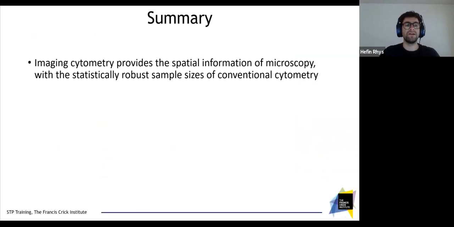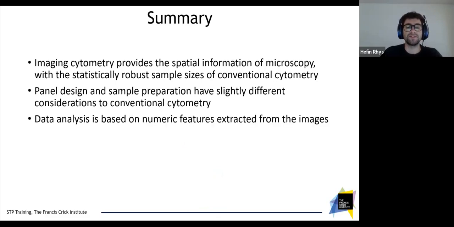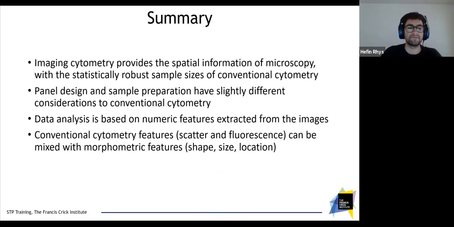And so in summary, imaging cytometry provides the spatial information of microscopy, but allows us to generate those statistically robust sample sizes of conventional flow cytometry. The panel design and sample preparation considerations are slightly different to conventional cytometry. And your data analysis is all based on numeric features that are extracted from the images. And of course, you can use masks and create new features based on those masks to suit your needs.